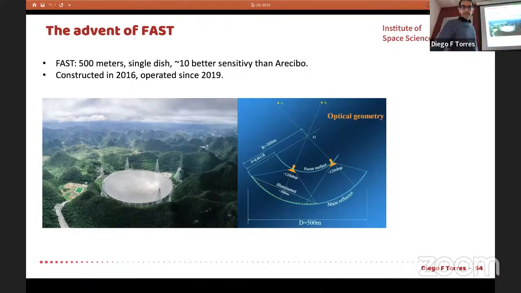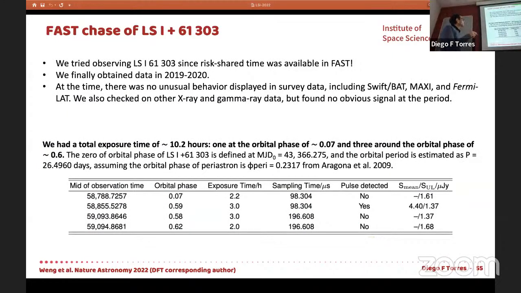And it's very impressive. So we did a chase of LSI +61 303 since the very beginning, since the moment which was called risk share time, because the system was being tested and it was not sure whether you would get something back, and we didn't for several years. But we finally obtained good data in 2019 and 2020. At the time, there was no unusual behavior in any of the other frequencies, not in Fermi or in X-rays. It was a normal situation.